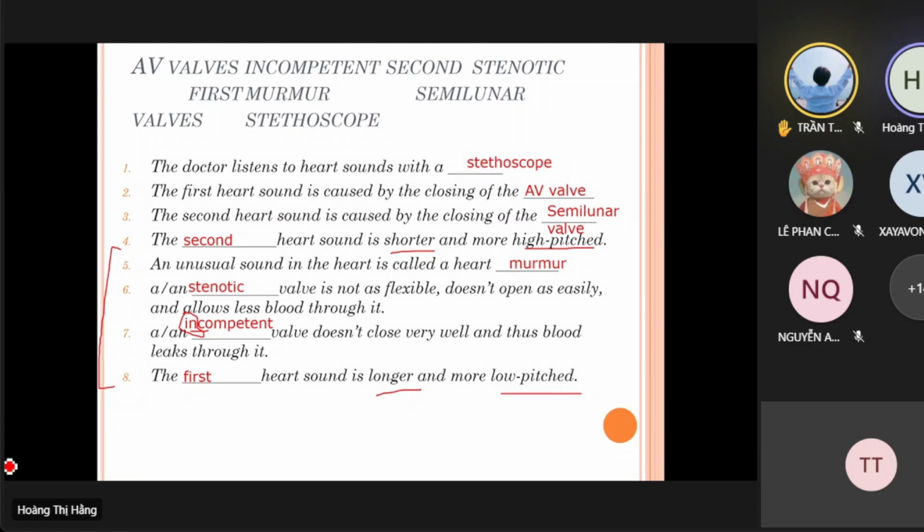Now for the next part. Các bạn ơi, mình làm thêm phần nữa xong rồi mình nghỉ giải lao. Còn blood pressure nữa. Ok, thôi mình nghỉ giải lao xong rồi vô mình làm tiếp.